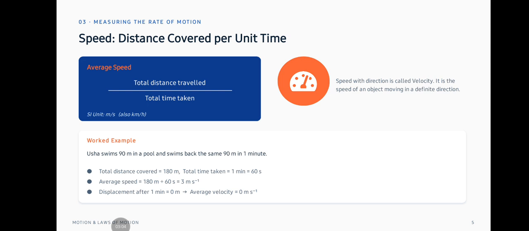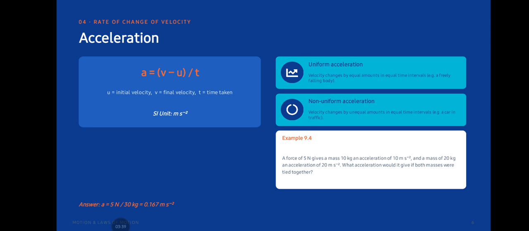Worked example: Usha swims 90 meters in a pool and swims back the same 90 meters in 1 minute. Total distance covered is 180 meters. Total time taken is 1 minute, that is 60 seconds. Average speed is 180 meters divided by 60 seconds, which is 3 meters per second. Displacement after 1 minute is 0 meters. Average velocity is 0 meters per second. So this is how we calculate.